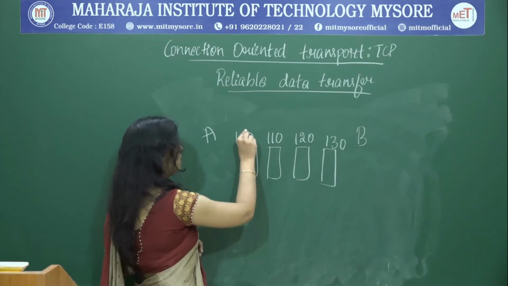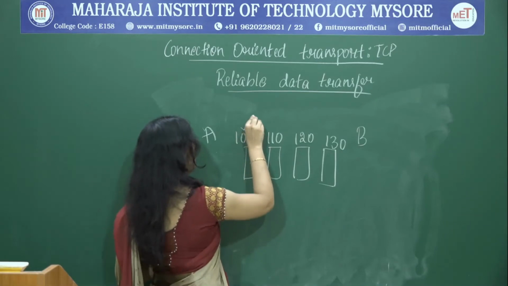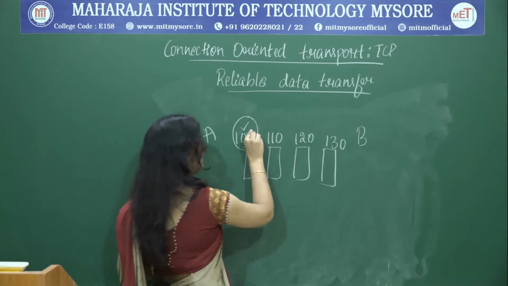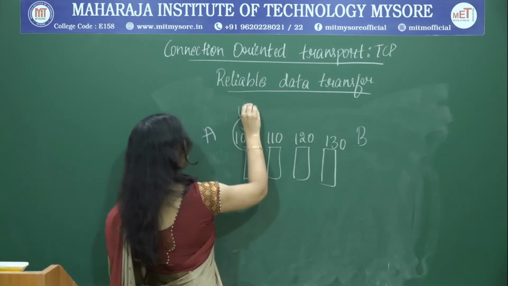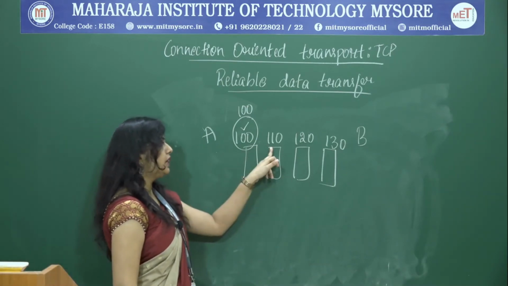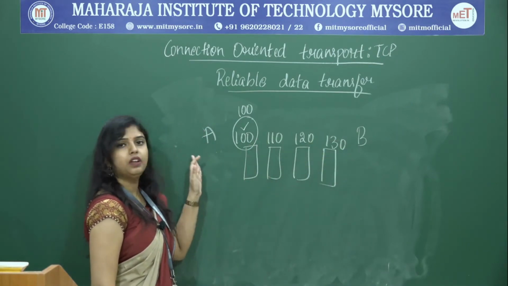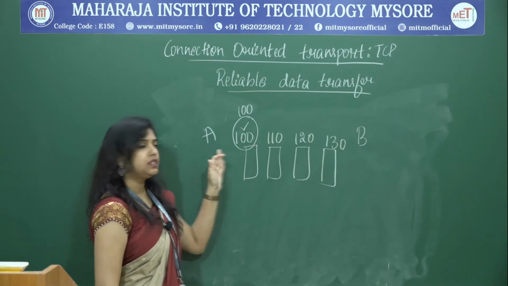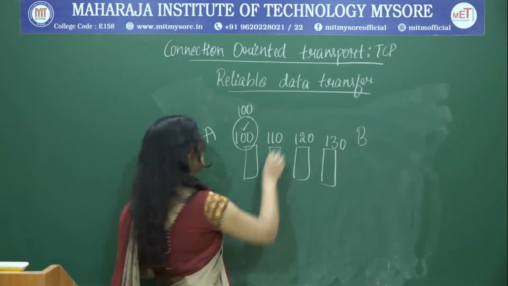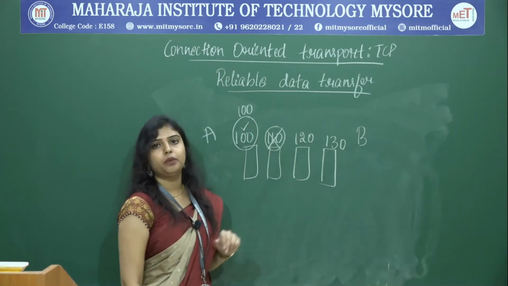Now suppose 100 was sent to B and it was correctly received, and the acknowledgement of 100 would be sent. Now 110 was sent from host A to host B. Due to some congestion or some problem, this was not received by host B.